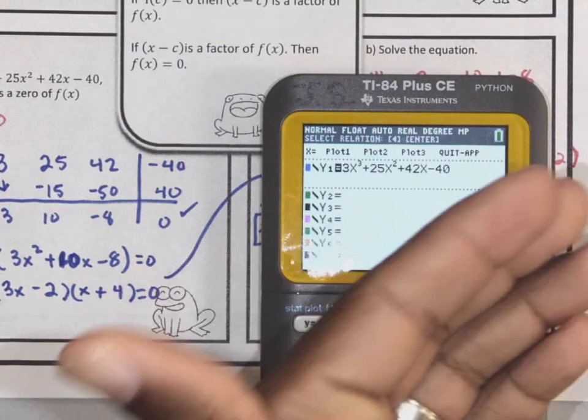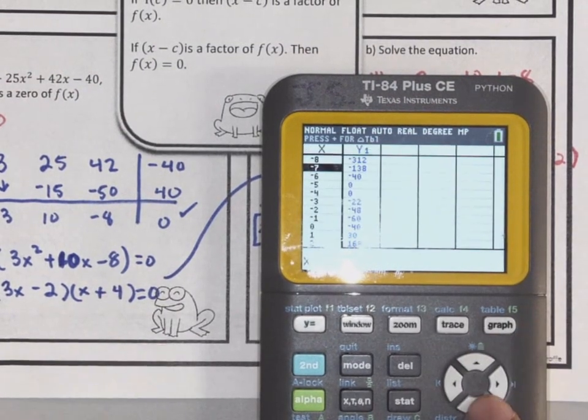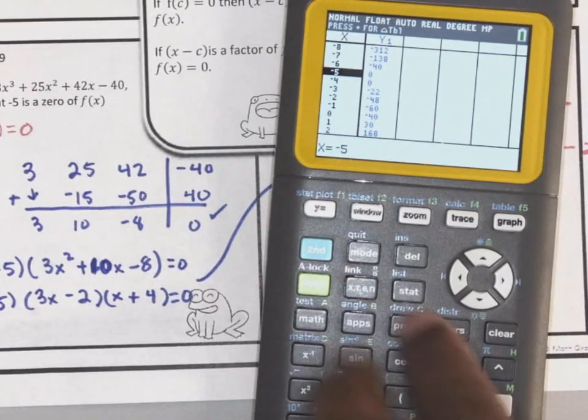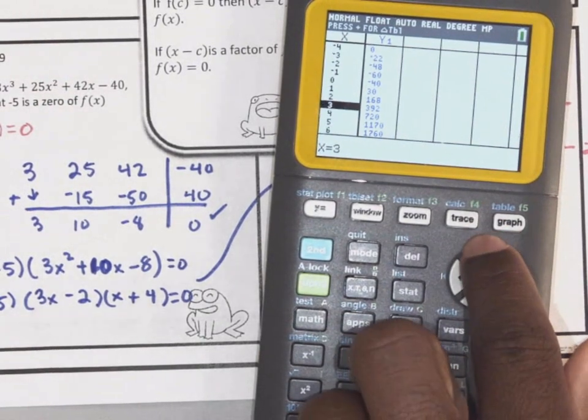So I typed the equation in my calculator. I looked at the table. Negative 5, that's one I knew. Then I saw another one. You might even scroll up and down and look for another 0, but our other answer was what?